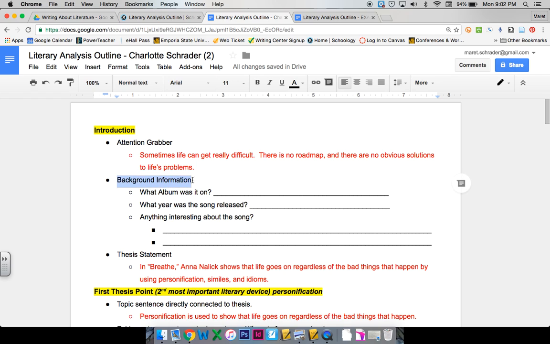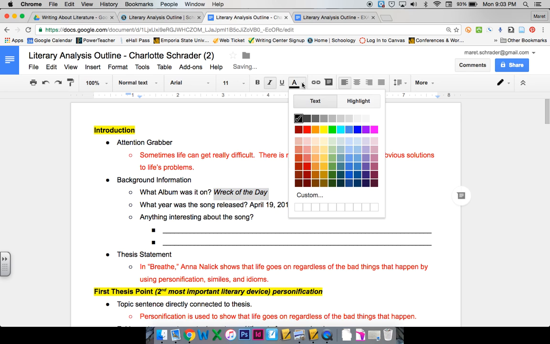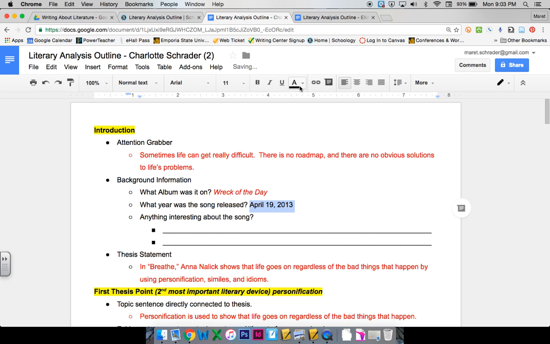Then it's time to move on to the background information. I do have 2 things that I specifically want you to include. First, what album the song was on, and then what year the song was released. To get any of that information, you're going to have to just Google your song and find that out. Mine is "Wreck of the Day," and it was released on April 19th, 2013. Now, your album that it was on, album titles are italicized, so please make sure that you italicize that. If you just know the month and the year, that's fine for when the song was released.